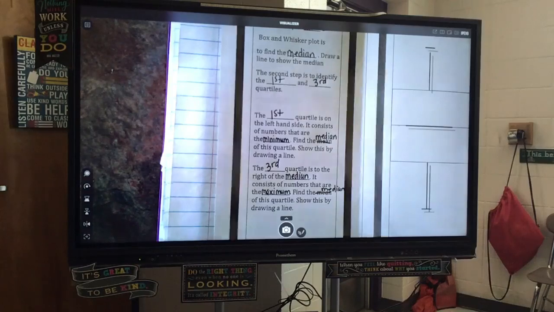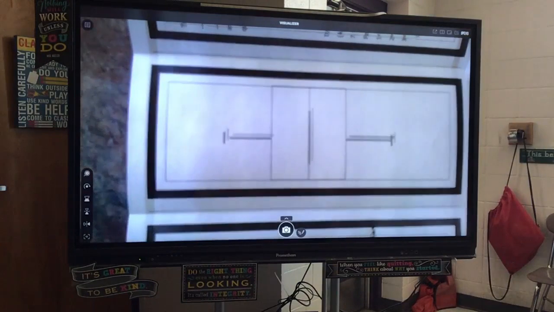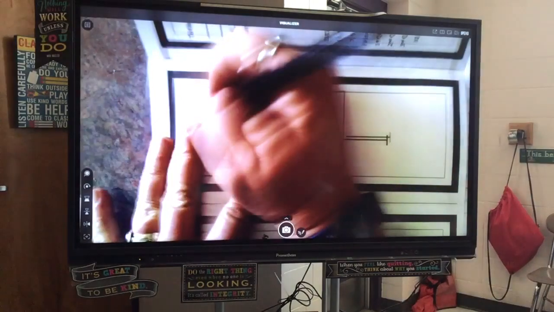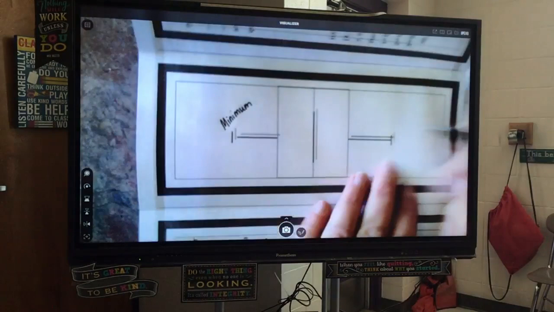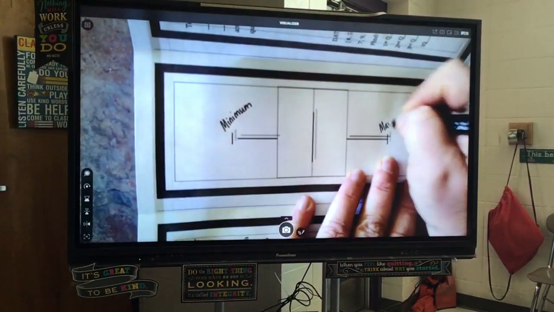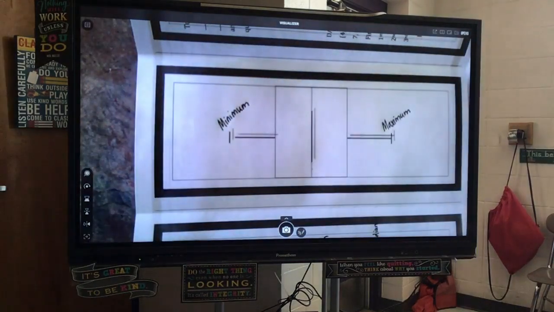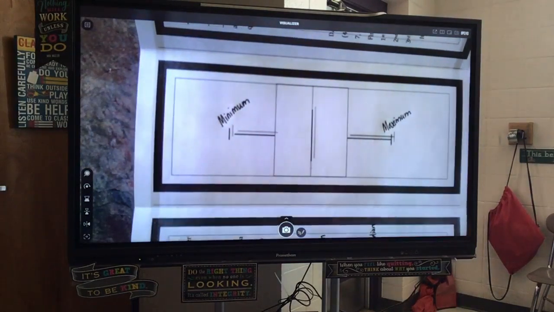Alright, so now take your paper and I want you to turn it sideways. So this is essentially a box plot. The one side of your whisker is going to be your minimum number. The other side of your whisker is going to be your maximum number. The one that is always in the middle, regardless if it looks like it's not necessarily dead center in the middle, because technically box plots are a representation of 5 numbers, not all the numbers.